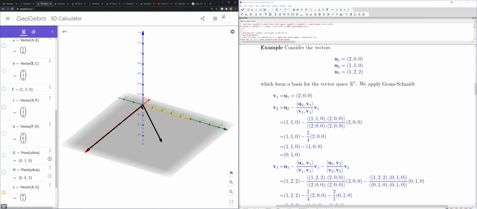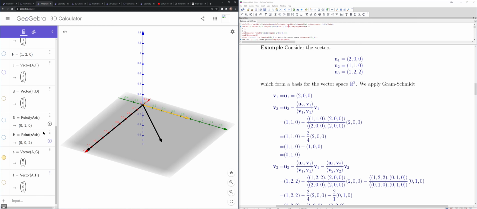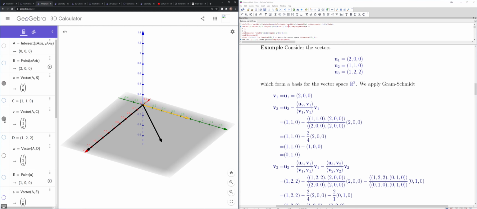So I have the V1 over here, and now I have the V2 over here. This over here was the U2, so let's get rid of that U2. So in this picture, what I have is the V1 and the V2. Now let's work on getting the V3.